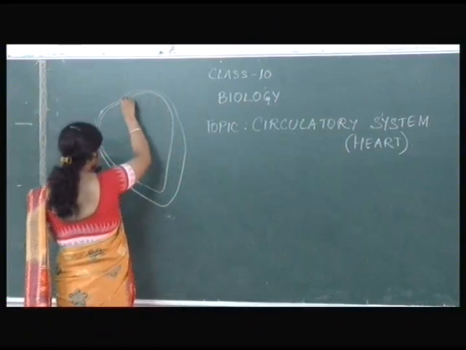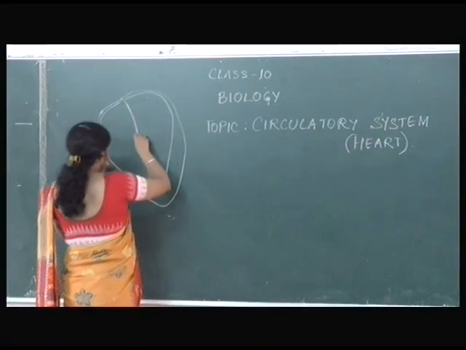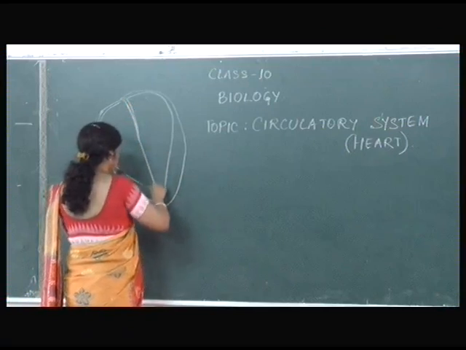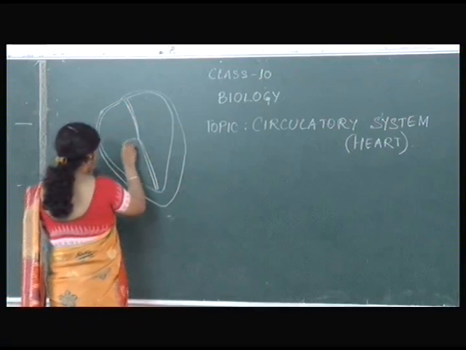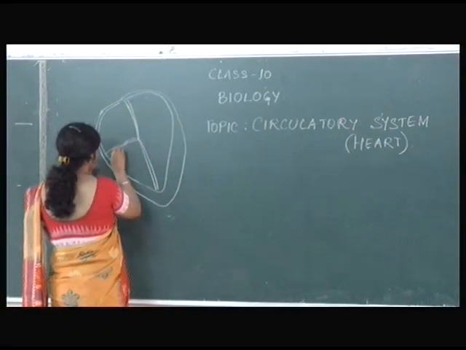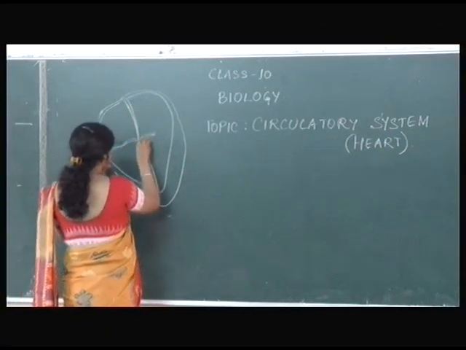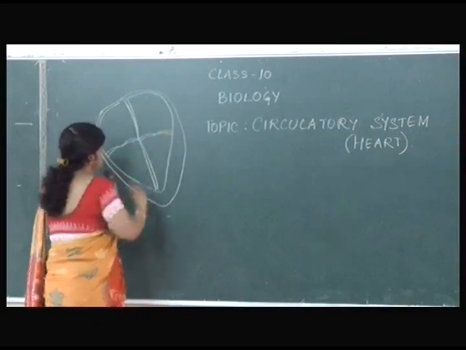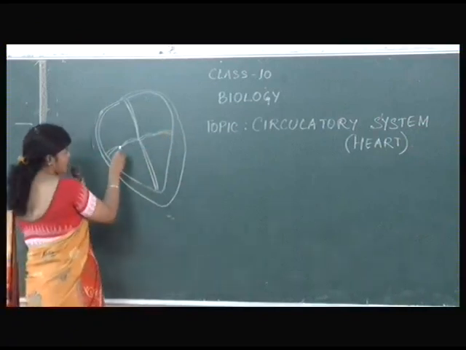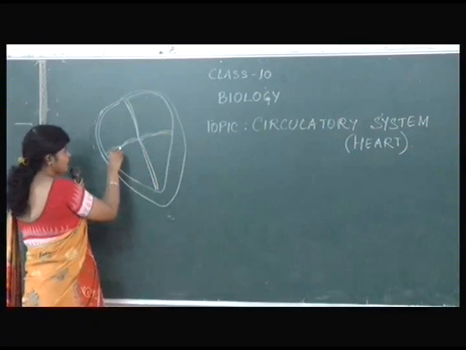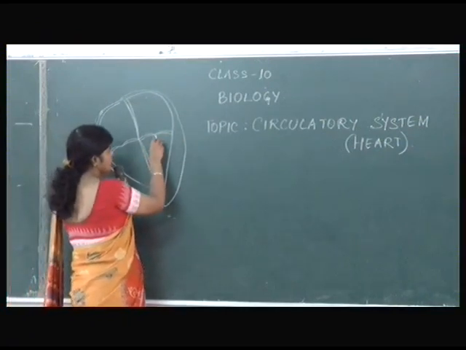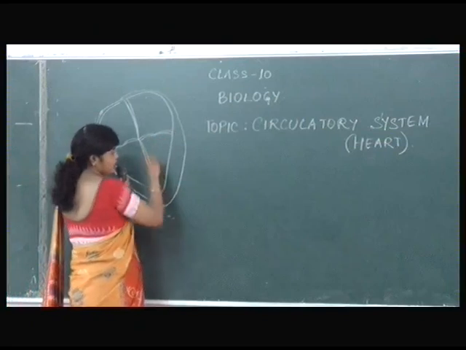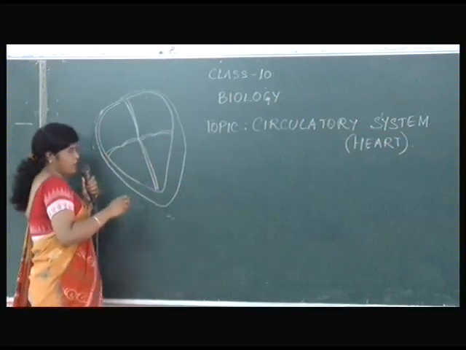It is divided into 2 upper chambers, the right auricle and left auricle, and 2 lower chambers, the right ventricle and left ventricle. The auricles and ventricles are separated by cuspid valves. They are 3 in number on this side, so we call them the tricuspid valve. There are 2 on this side, so we call them the bicuspid valve. The bicuspid valve is also known as the mitral valve.